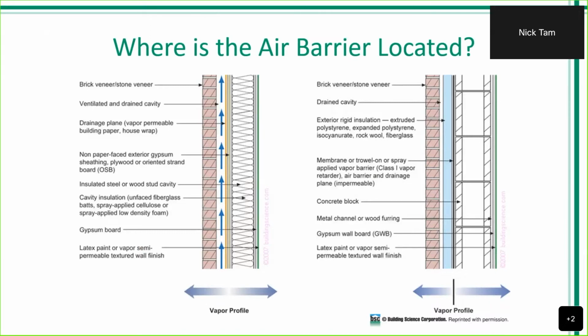This can include the type of backup wall, the interior finish, the type of insulation we use, and really just what kind of vapor drive we may see in, or what kind of pressure difference we may see. So really, this is an introductory presentation, so we won't dive too much into this, but we want to point out that overall, where the air barrier is located, it is going to depend on a variety of factors.